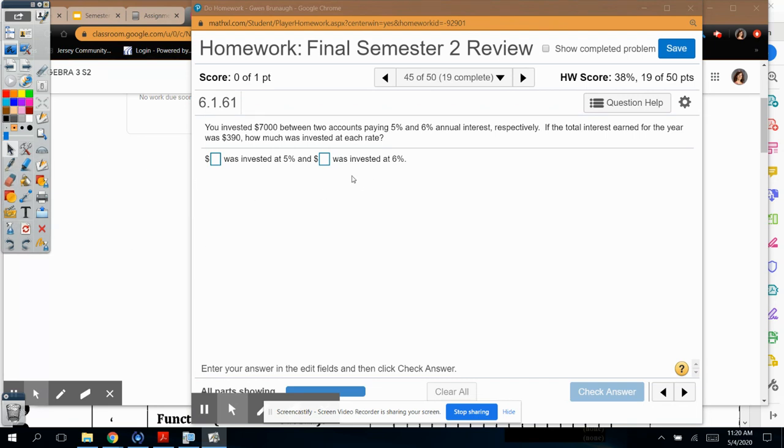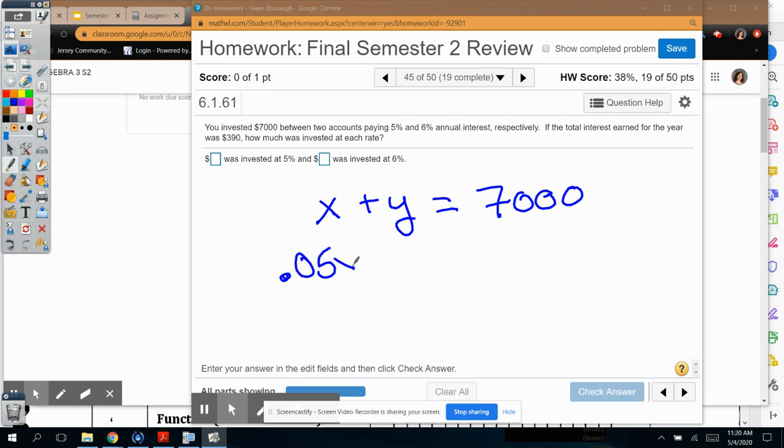Okay, this one will be tough. You invested $7,000 between two accounts. One is 5% and one is 6%. You earned $390. How much did you invest at each rate? Well, basically, I took some money and some more money, and I invested a total of $7,000. So x will be the 5% rate. If I take 0.05 times x and add to it 0.06 times the amount at y, that gave me a total of $390. And that is a system of equations I'm going to solve.